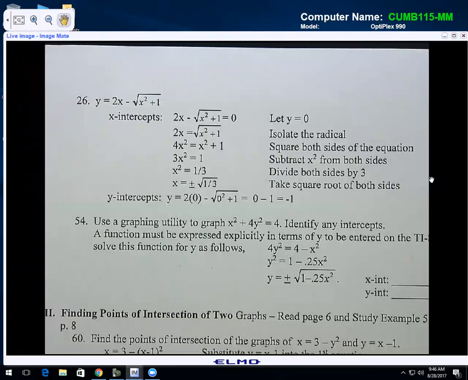This is actually an ellipse, but you can't enter it in this form on your calculator. You have to solve it for y to be able to graph it on your calculator. When you solve for y, you're going to get a plus or minus, and then you can enter it as 2 equations. You can enter y equals square root of 1 minus 0.25x squared. You can let that be y1.